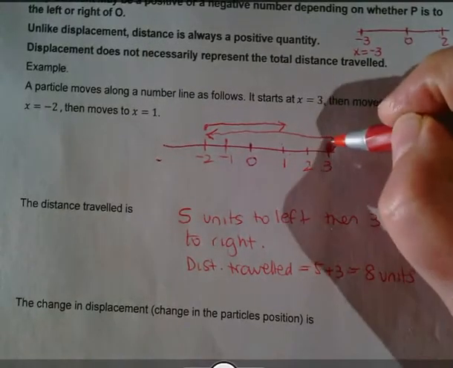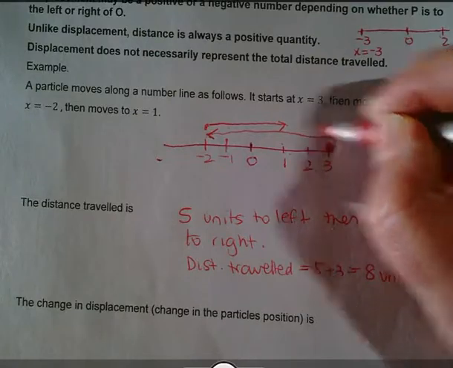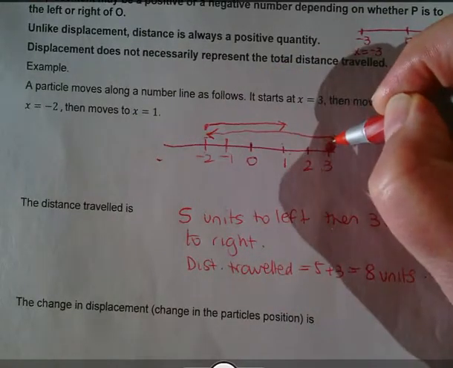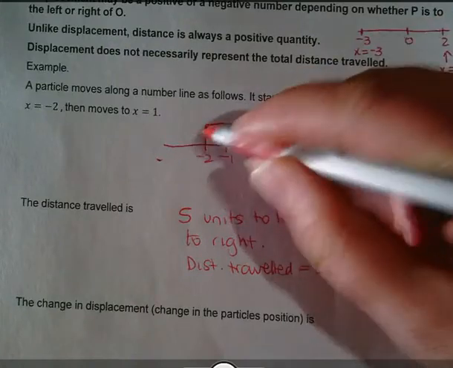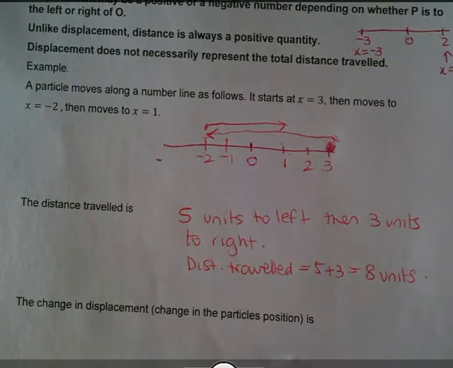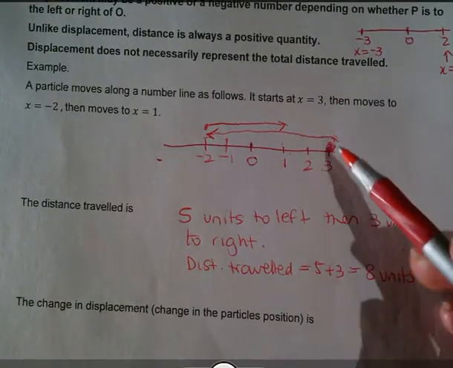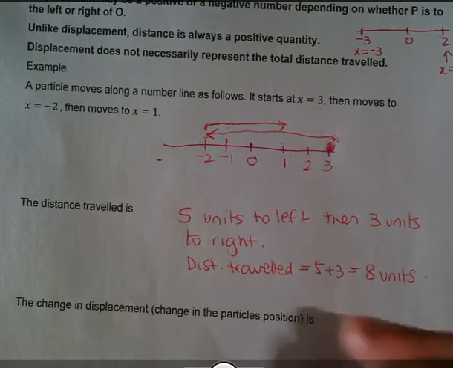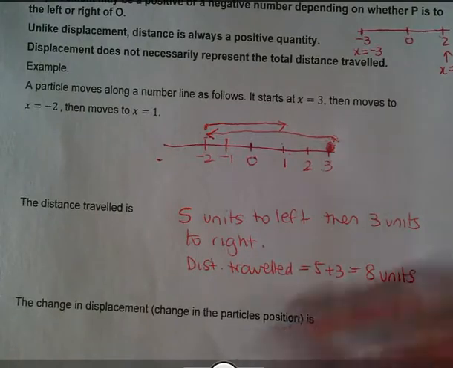So I could start here, walk 5 units to the left and 5 units back, and I've travelled 10, for example. So start here, 5 units left, 5 units back is 10 units that I've travelled. However, the displacement would be 0 because I've started and finished in the same spot. So here, the change in displacement, here I started at 3 and I ended up at 1, so the change in my particle's position is really only 2 units.